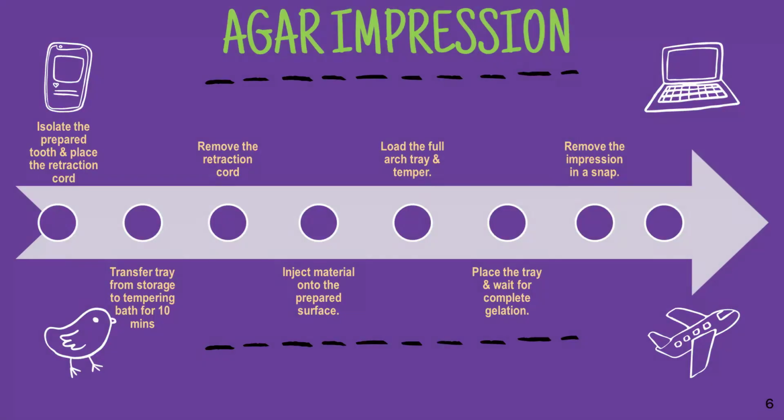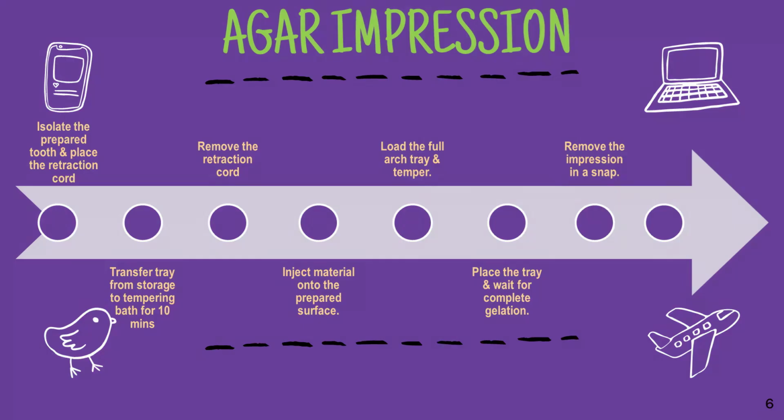Now let's move on to the individual impression materials. We'll begin with agar impression material first. If you're planning on working with agar impression material, you need to follow the following protocol. Initially, you begin by isolating the prepared tooth and placing the gingival retraction cord. You transfer the agar impression tray from the storage compartment to the tempering bath for about 10 minutes.